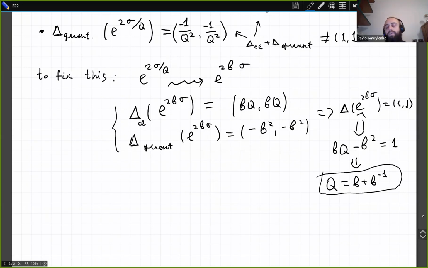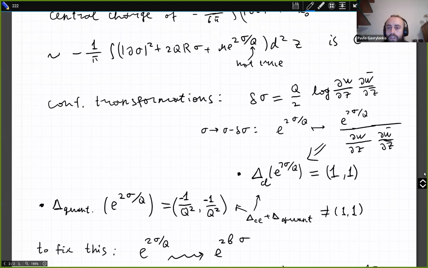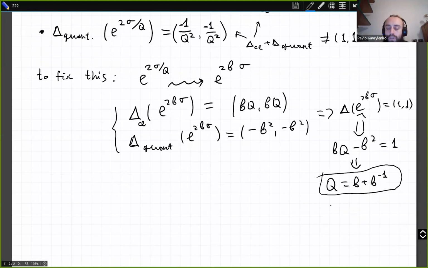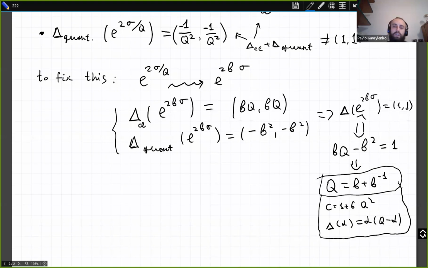And this way we came to this Liouville parameterization of the central charge. So Q equals b plus b inverse, c equals 1 plus 6Q squared, and delta of alpha equals alpha times Q minus alpha. So is it clear?